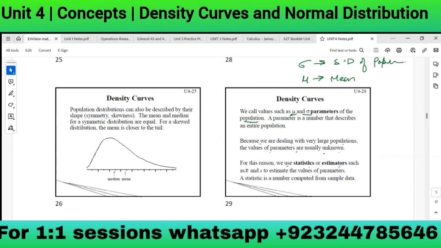For this reason, we use statistics or estimators such as X bar or S to estimate the values of parameters. A statistic is a number computed from sample data. Now there is a difference. What is a statistic? This is a number that we get from a sample. Statistics or estimators, remember this, are something that we get from a sample. A parameter is something that we get from the population. These are the two words that should be remembered. Mu and sigma go for population, X bar and S go for sample. So this is an important thing.